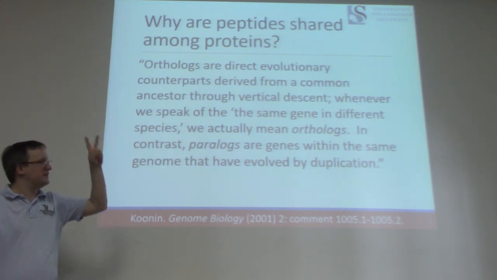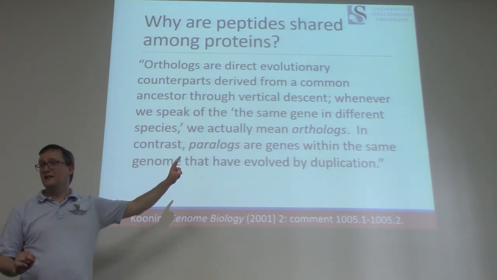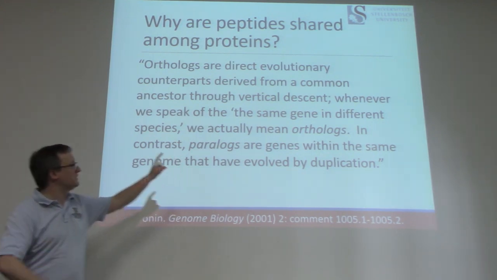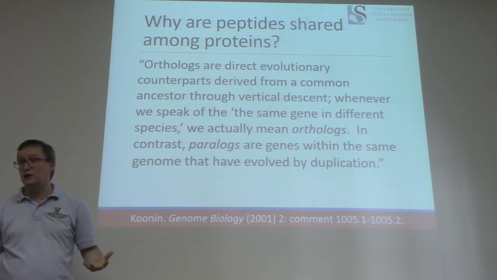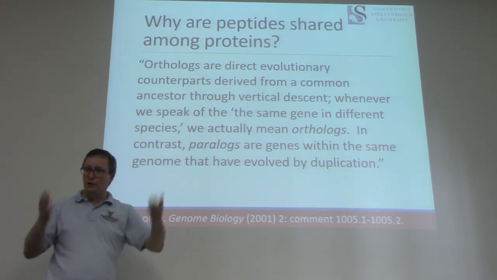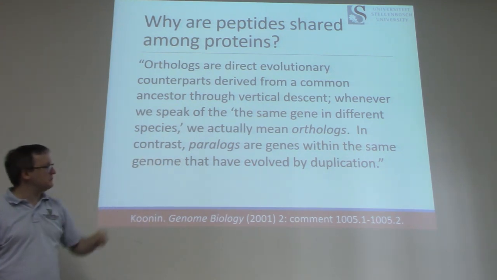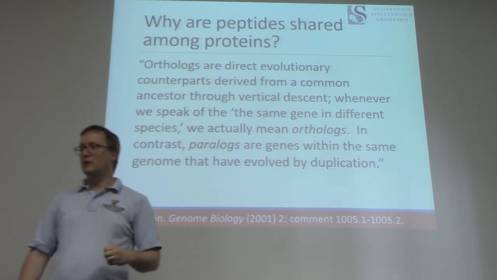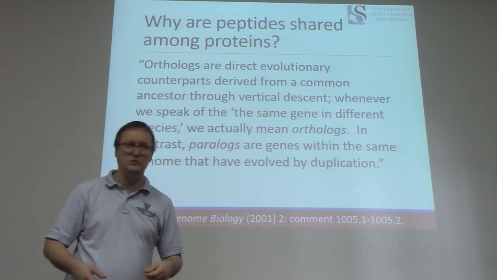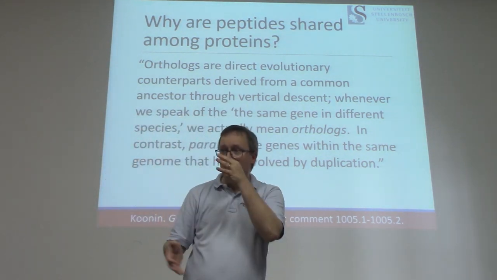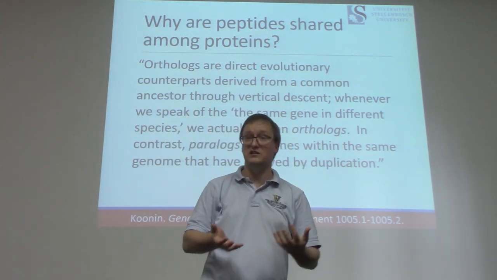Whenever we speak of the same gene in different species, we actually mean orthologs. I want everybody to have that one deeply internalized, because when we talk about orthology, as we frequently do, because a lot of us are working in model organisms, knowing what an ortholog is really matters. In contrast, paralogs are genes within the same genome that have evolved by duplication. Over time, you may find that a particular gene shows up in many variants within our genomes. Both of these lead to individual peptides appearing in multiple proteins in the sequence databases we're working with.